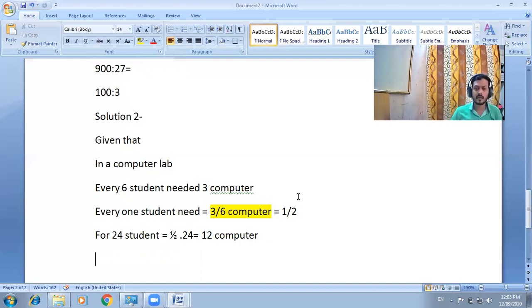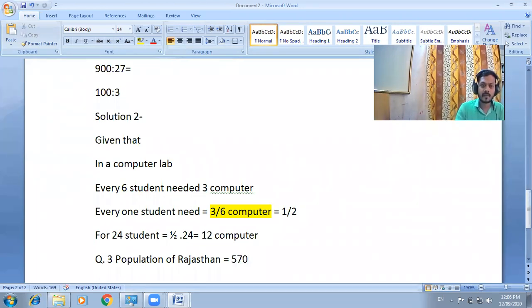Okay, question number 3. Population of Rajasthan is 570 lakh. Okay, what is given in question number 3? Question 3, the population of Rajasthan equal to 570 lakh.